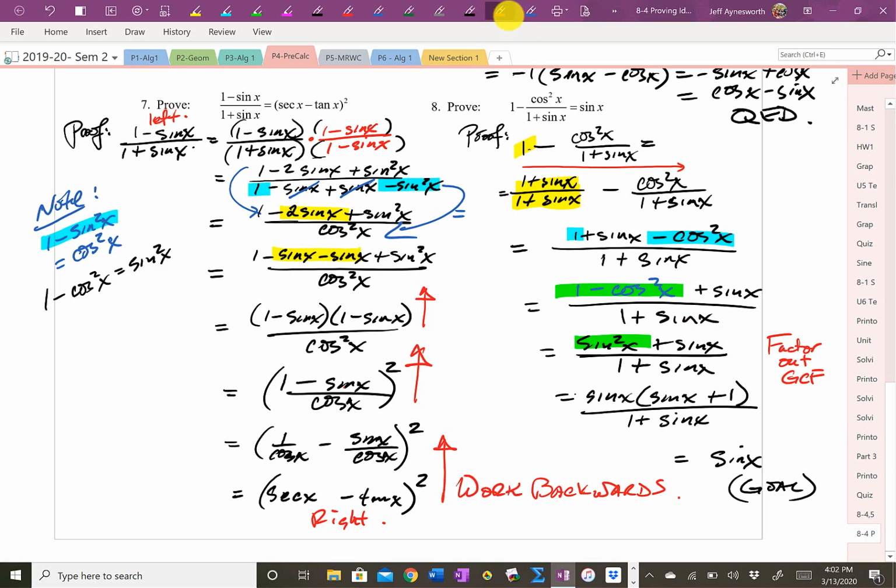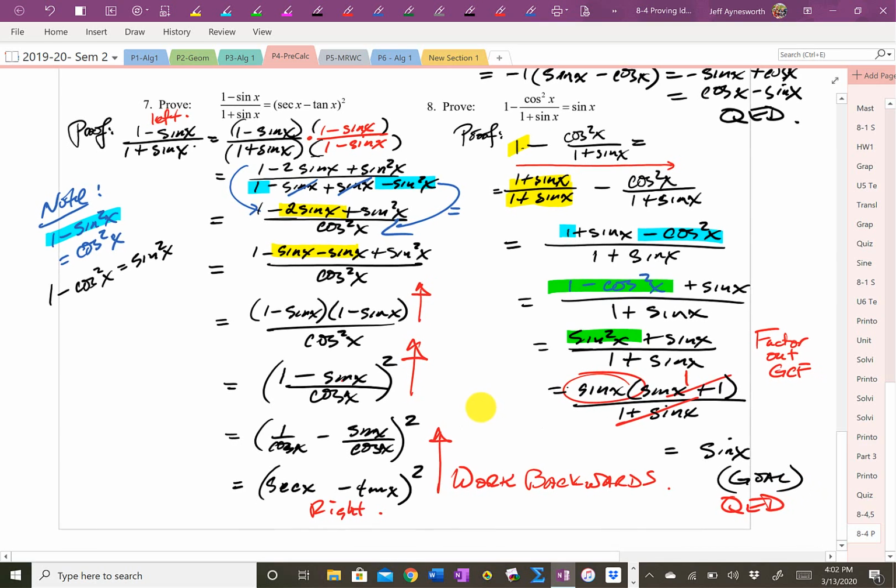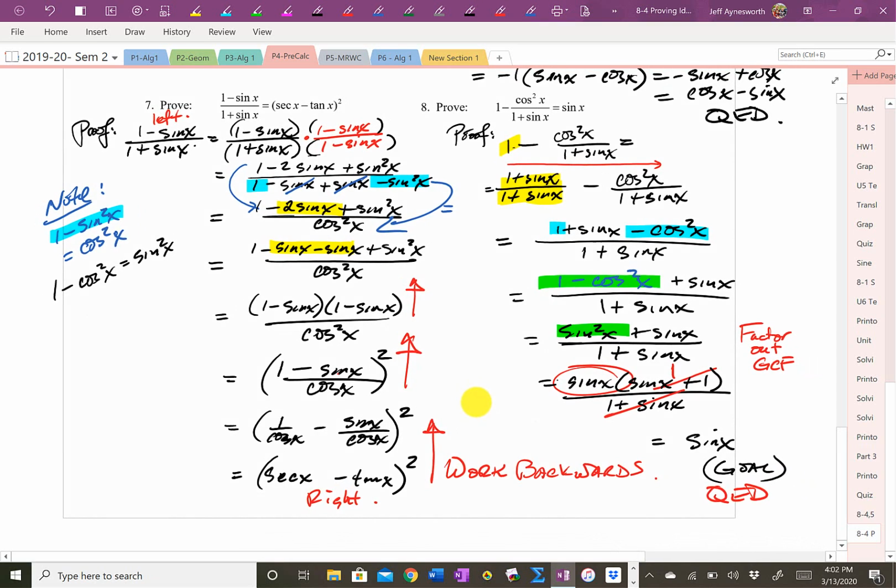And you'll notice, if you look carefully, that these are the same. Sine x plus 1 is the same as 1 plus sine x, so if you divide them, you get 1. And then all you have left over is sine x, and you are done. Quod erat demonstrandum, that which was to be demonstrated. And that is it, my friends. You pre-calc meatballs, you.